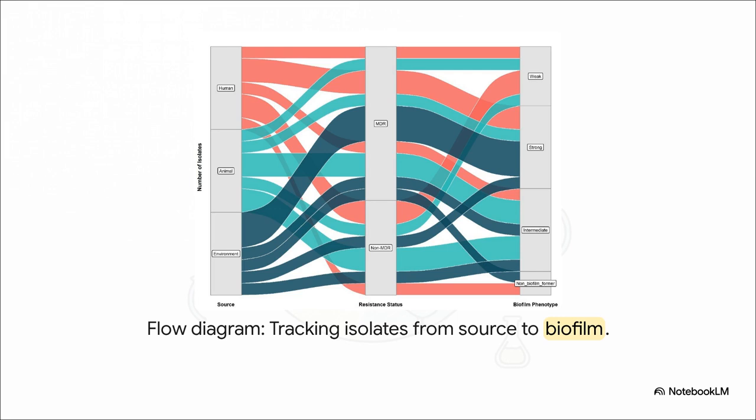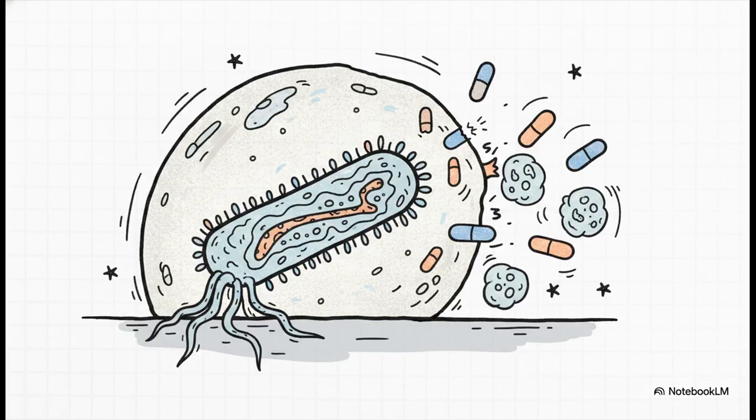Notice how heavily isolates from all 3 sources flow right into the multidrug-resistant, or MDR, category in the middle. And from there, the thickest, most prominent bands lead straight into the strong or intermediate biofilm formation categories on the right. Guys, this is the nightmare combo: multi-drug resistance paired with strong biofilms.